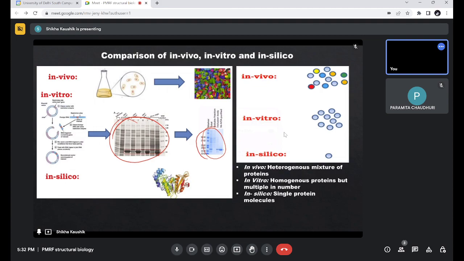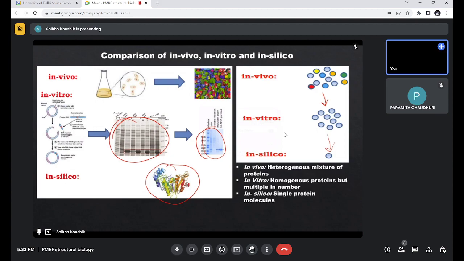we don't have control on the type of protein. There are millions of proteins present inside the cell, and we cannot regulate that. But in in vitro condition we can still try to make one kind of protein in large number. But in case of in silico, we just study one or two molecules of that particular protein. So we have narrowed down from a large number of proteins to one with the help of this in silico study, or you can say molecular simulation.